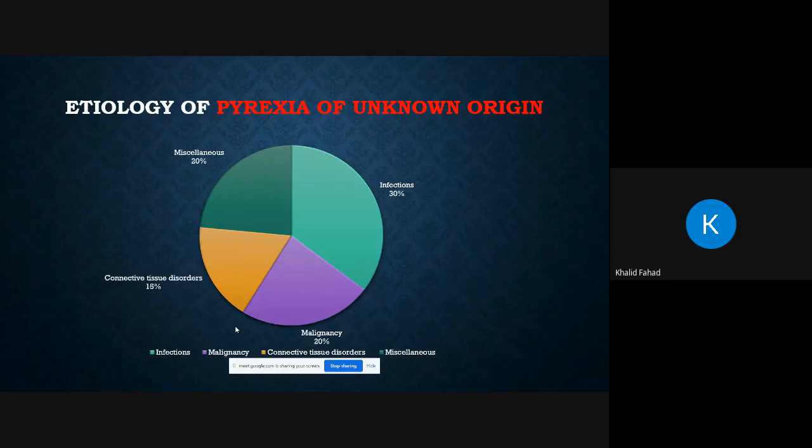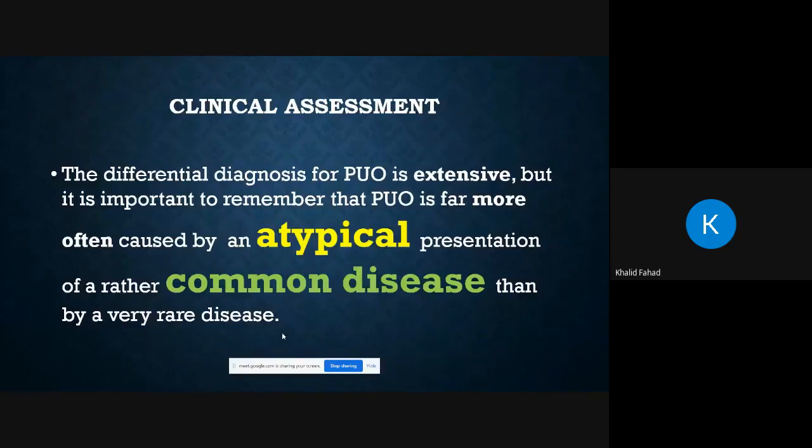So in every patient presented with pyrexia of unknown origin, we have to rule out infections before we can consider malignancy and other connective tissue disorders. So what about the clinical assessment? The differential diagnosis for this condition is extensive.